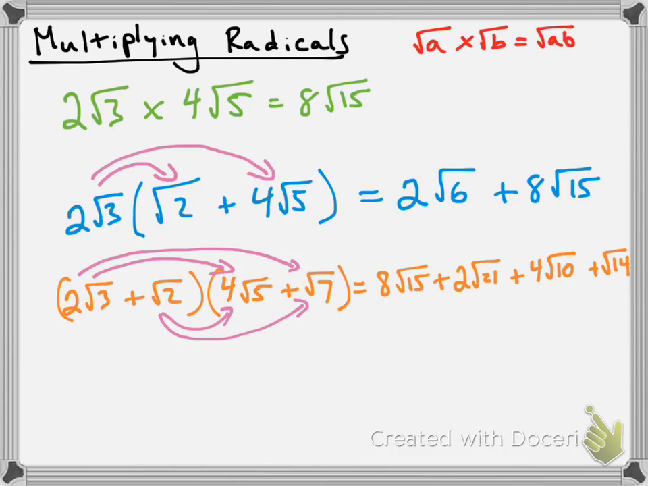So we get 8 root 15, plus 2 root 21, plus 4 root 10, plus root of 14. Now, none of the radicals that we have here are divisible by perfect squares. 15, 21, 10, and 14, none of those are divisible by perfect squares, so we can't simplify them. And also, none of them are like radicals, which means we can't add them together. So this is our final answer.